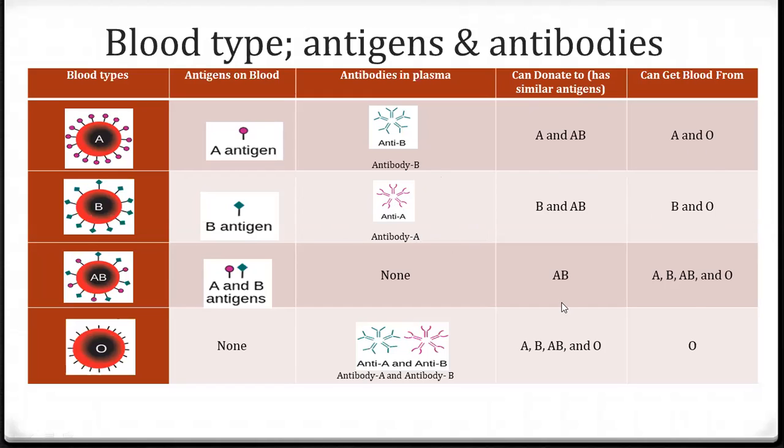If you are AB, you can get blood from everyone because it has no antibodies that would react with anything. And then if you're O, you can only get blood from yourself because they have the antibodies present for both types of blood.